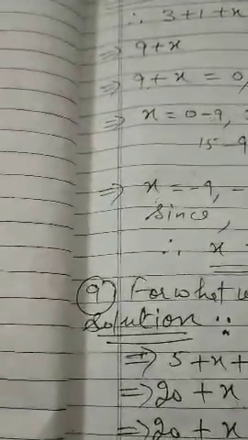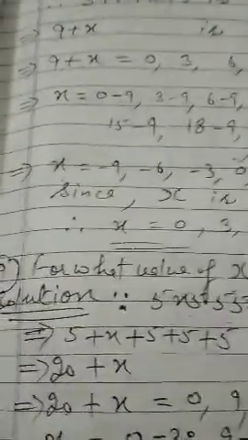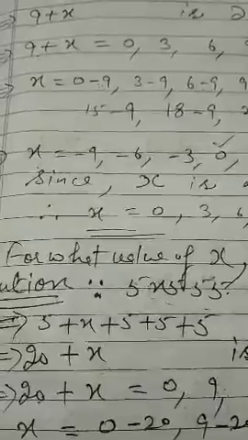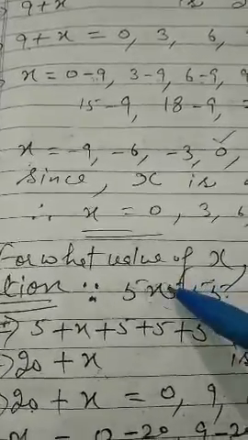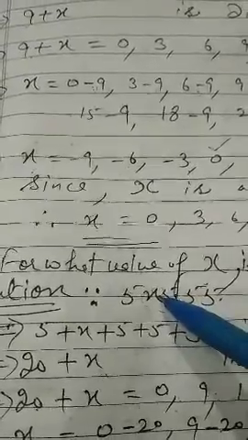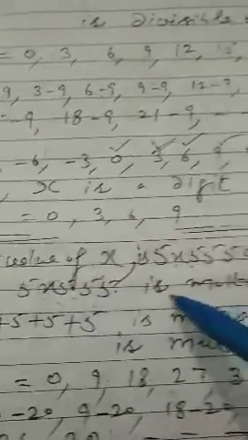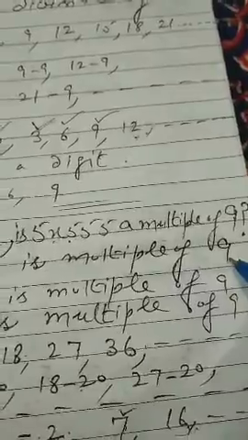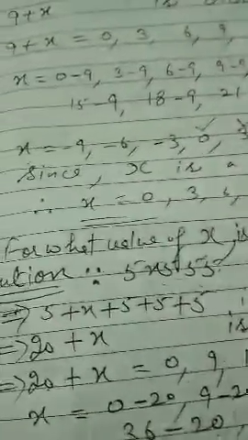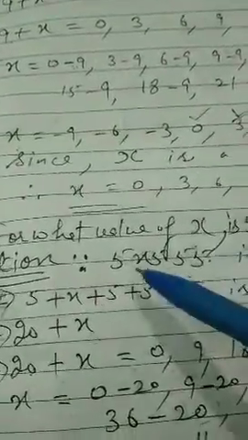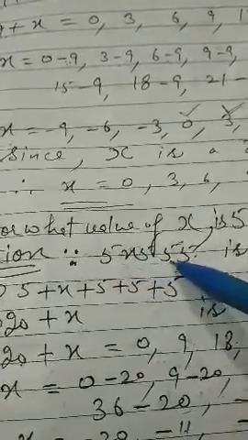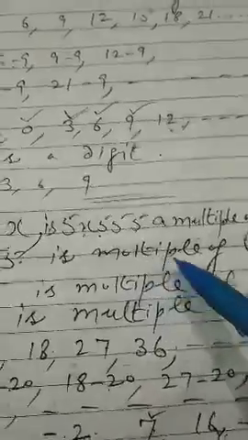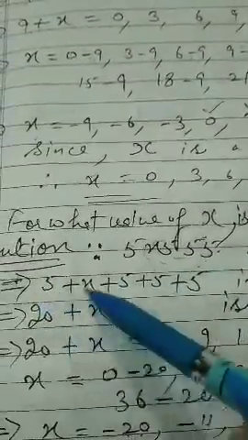Next sum is sum number 9, which is divisibility of 9. Again your question is, find the value of x if this number is divisible by 9. So your first step is, write this number 5x5 is a multiple of 9. Then the divisibility test of 9.